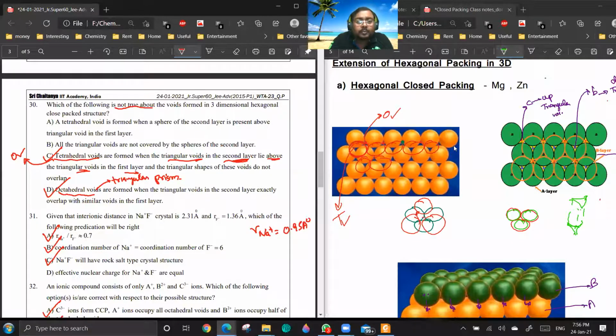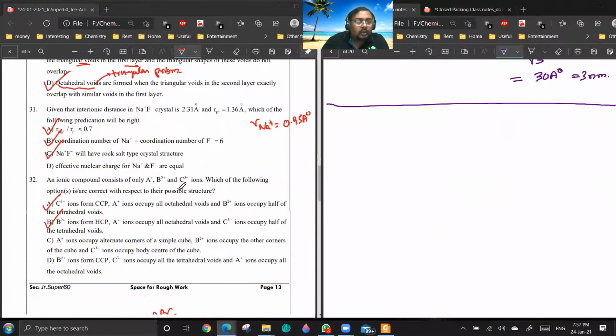Yes or no? So C and D both are wrong. Everyone is clear? Yes, sir. Okay. So after this, 31, 32.